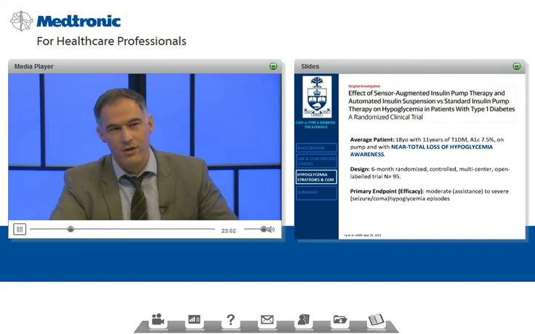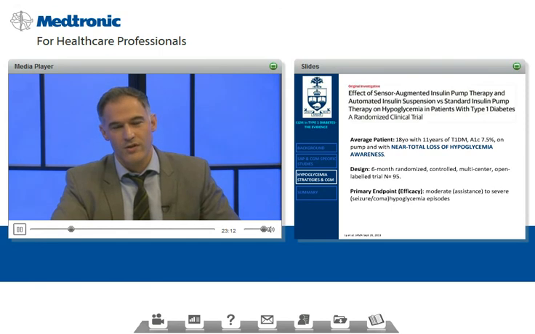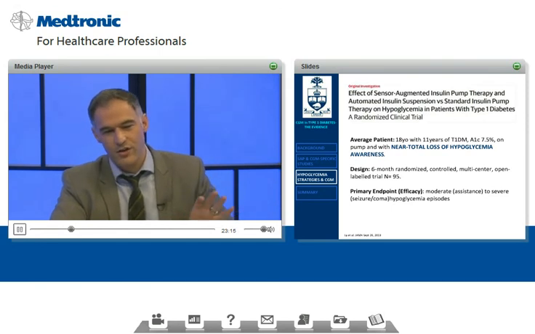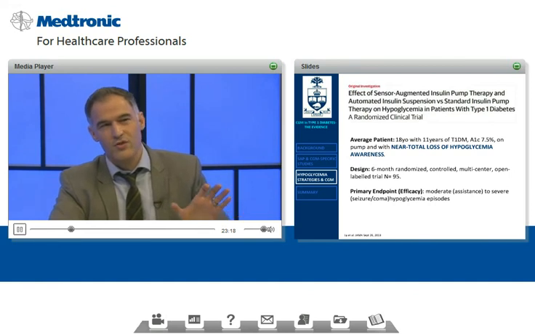They were much younger, less duration of diabetes, A1C similar, just above target, but they included patients who had near total loss of hypoglycemia awareness. So they have a scale here that's basically a Likert scale score on hypoglycemia awareness. It's those people who had the worst degree of awareness who were brought into the study. And they did this in about 100 people over 6 months to look at the efficacy endpoint of how much moderate to severe hypoglycemia occurred.